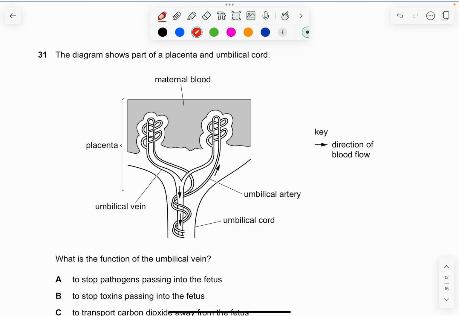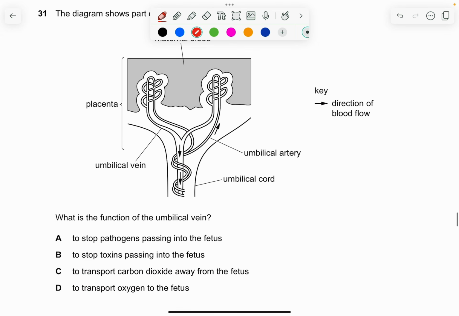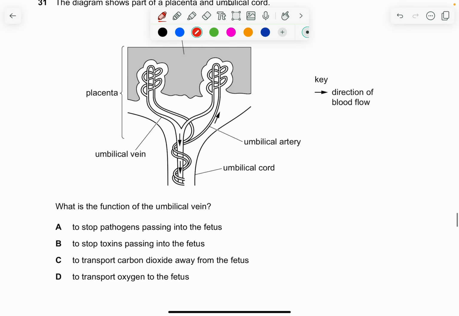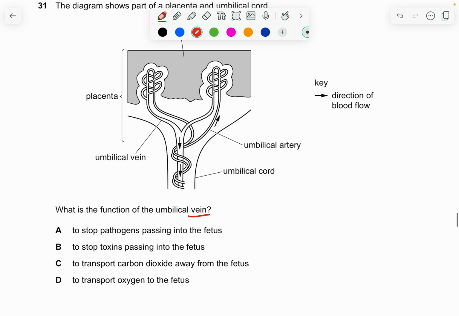Question 31. The diagram shows part of the placenta and umbilical cord. What is the function of the umbilical vein? The umbilical vein, of course, sends back all those waste materials. So let's see what is the answer. To stop pathogens passing into the fetus, this is wrong. To stop toxins passing into the fetus, this is also wrong. To transport carbon dioxide away from the fetus, this is wrong. To transport oxygen to the fetus, this is correct. So the answer is D.